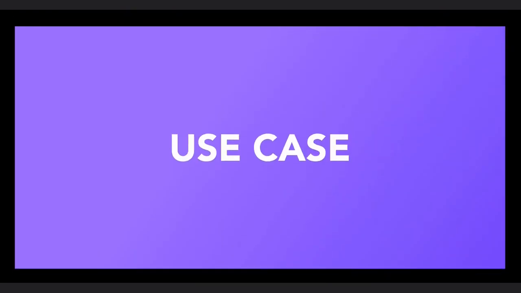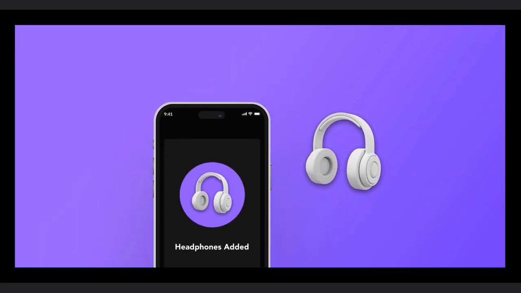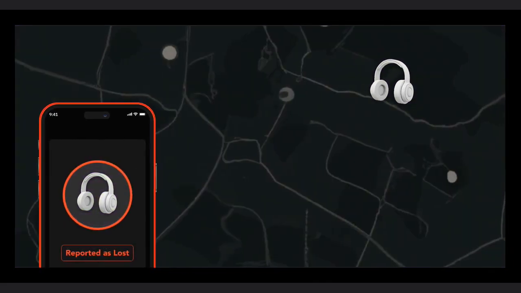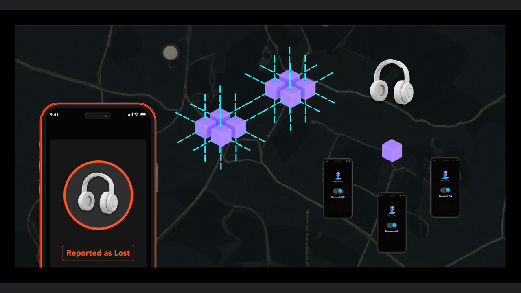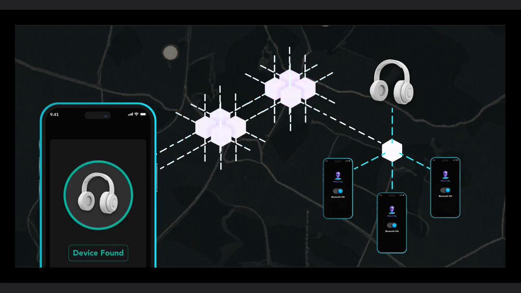Now here's a use case. Let's say you've added your Bluetooth headphones to the WheresMy network and you've somehow lost your device. All the devices which are close to the lost headphones will detect the device using Bluetooth as soon as the device turns on. The device ID detected will be pinged to the server, which then pushes it to the blockchain. You will get alerts with the details of the headphones and its last location. This way, WheresMy ensures that the device is ultimately found.